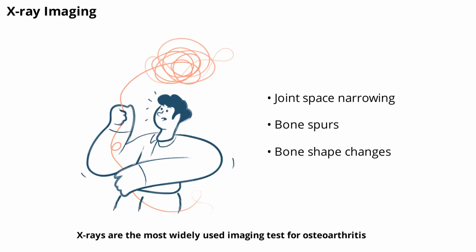X-rays are the most widely used imaging tests for osteoarthritis. They can reveal joint space narrowing, bone spurs, and changes in bone shape that are typical of osteoarthritis. X-rays are quick, non-invasive, and widely available, making them a standard tool for diagnosis. However, early osteoarthritis changes might not always show up on X-rays, so doctors may use additional tests if needed.